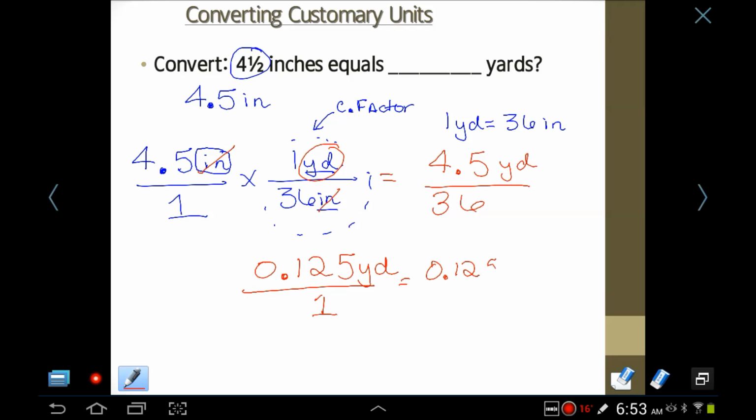So 0.125 equals 125 thousandths. And then if you reduce that, it comes out to 1/8. So that's a better answer to have other than a decimal. So I'm going to get 4.5 inches equals 1/8 of a yard.